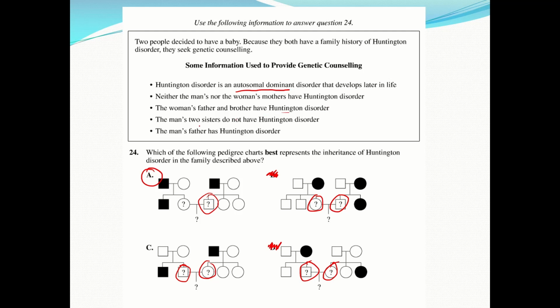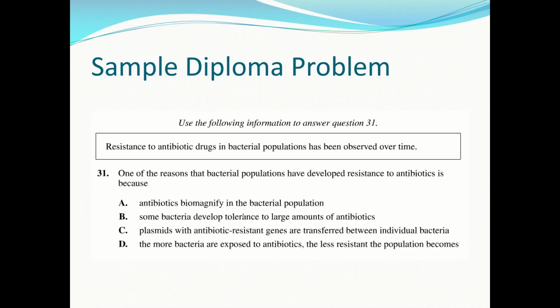Let's just check the other ones. The man's two sisters do not have Huntington's. Yeah, that's good. And the man's father has Huntington's. Yes, A is the correct answer.